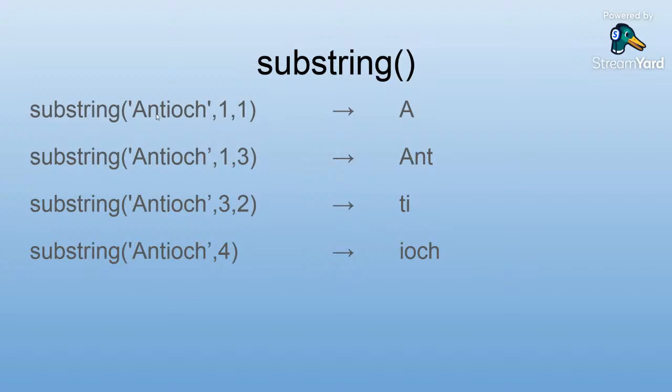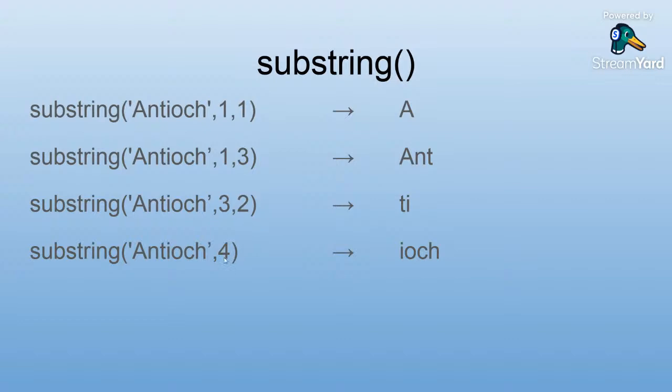So this is the first character. And indeed, it gives you an A. This says starting at the first character and continuing for 3 characters, so A and T. This says starting at the third character and continuing for 2 characters, so it just gives you TI.